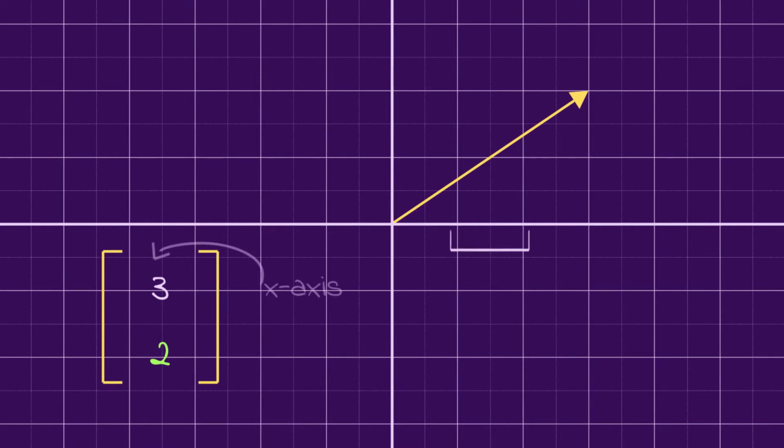We can also visualize vectors as a line in space with its tail pointing at the origin. A 2D vector could be represented by a 2x1 matrix, one value for the x-coordinate and one for the y.